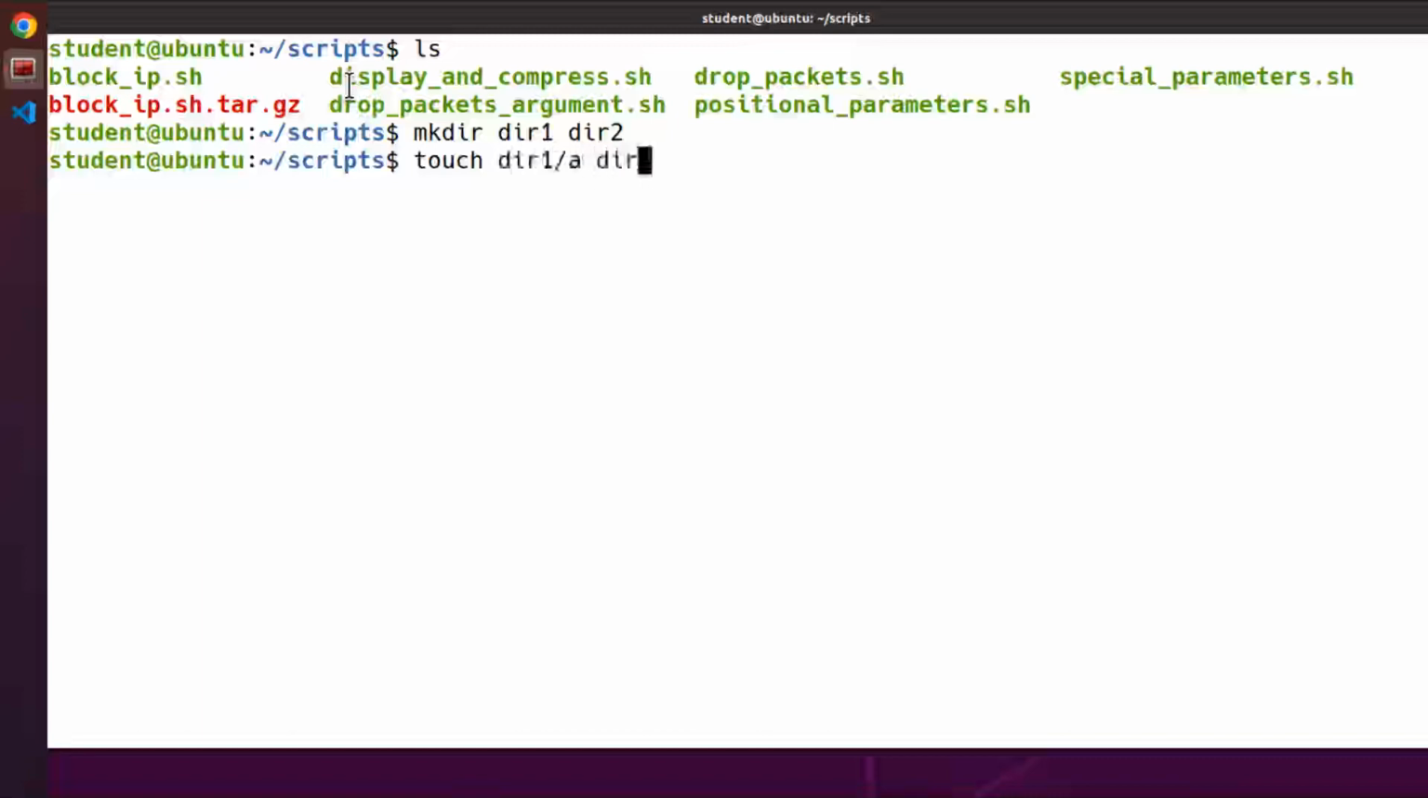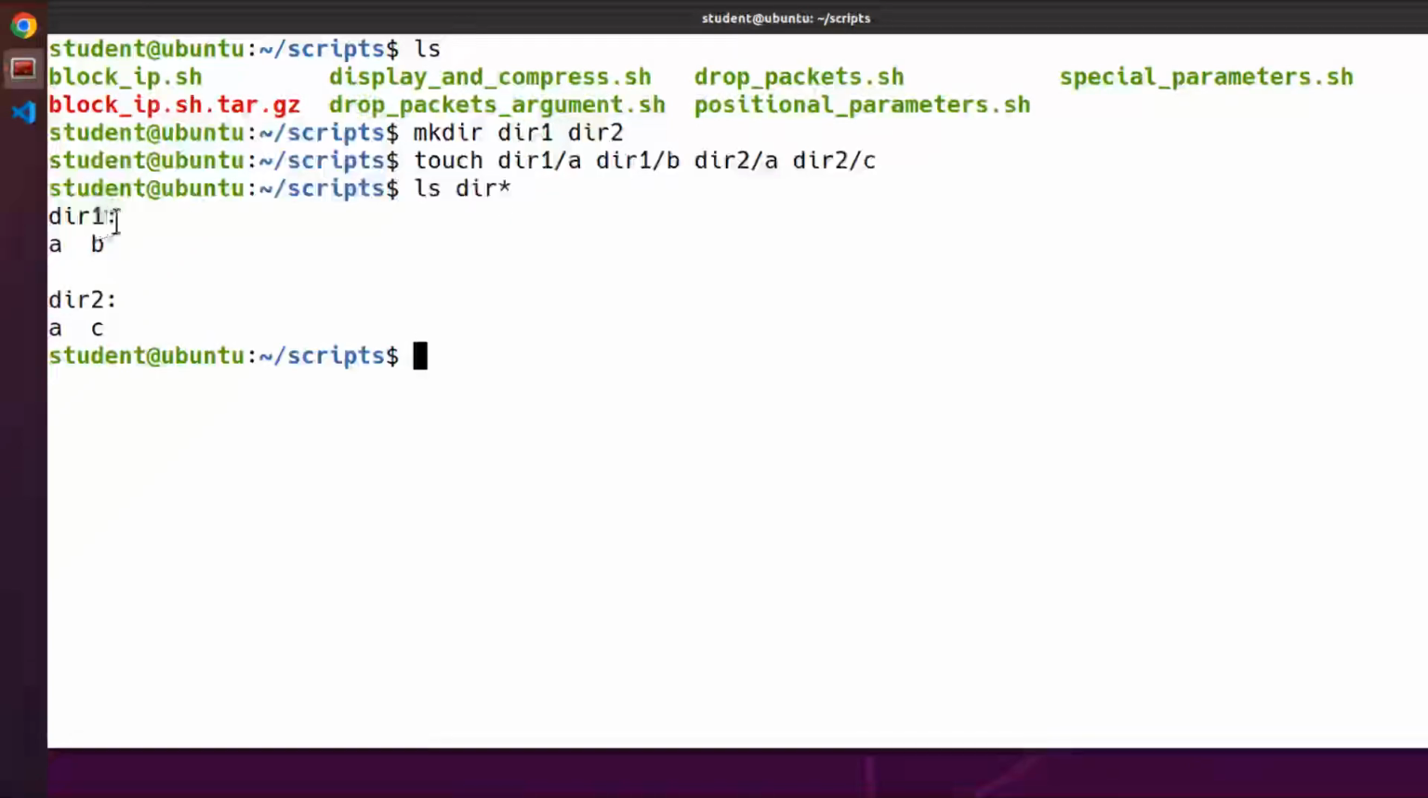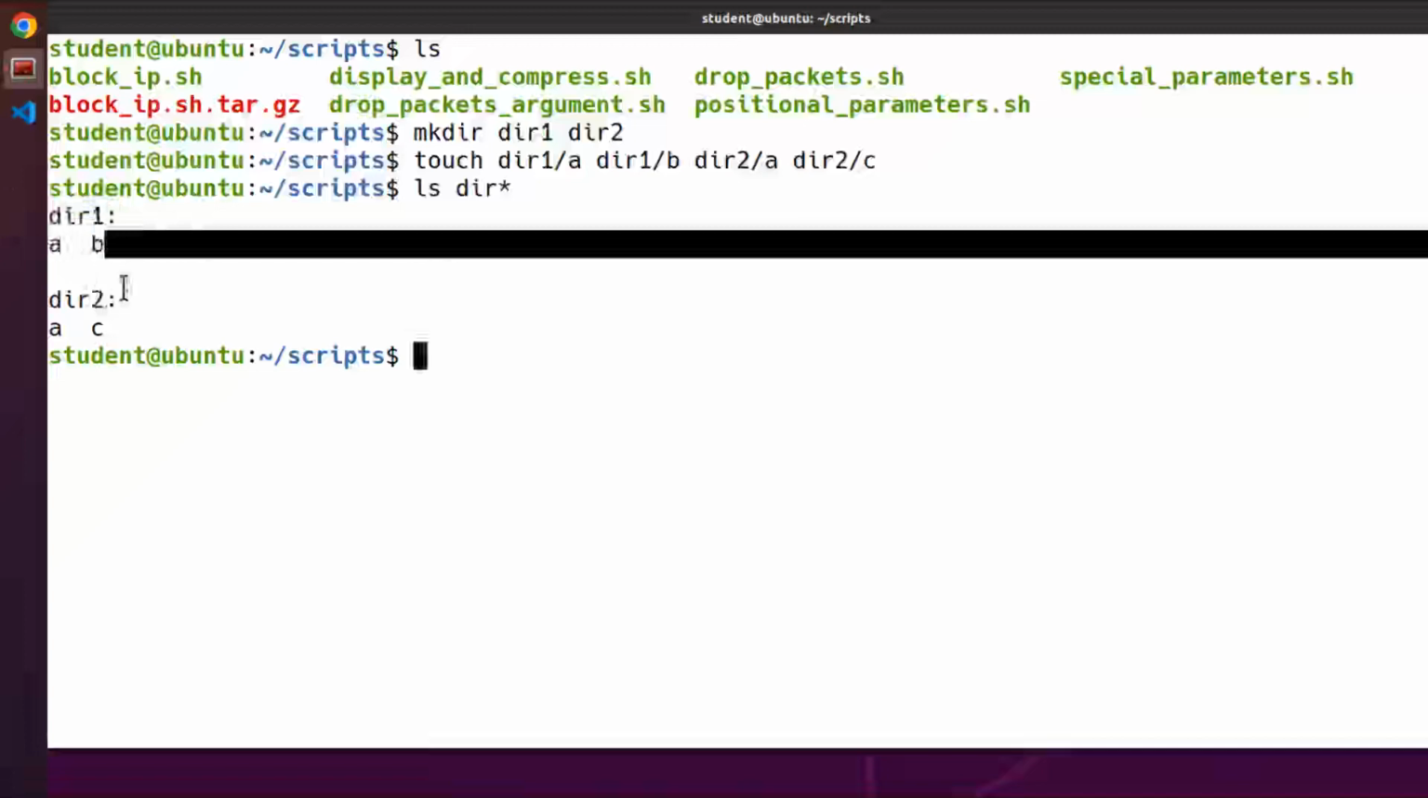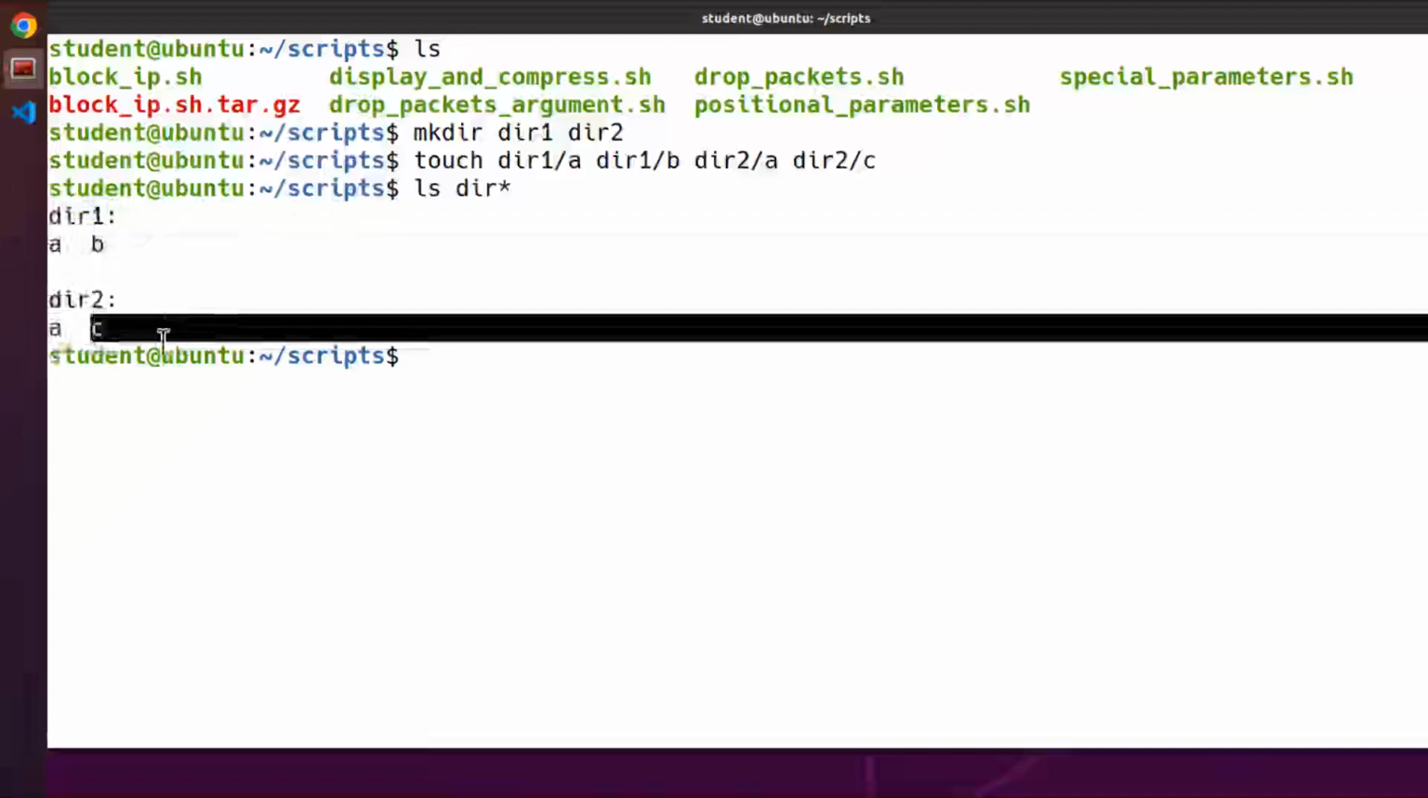dir1/a, dir1/b, dir2/a, and dir2/c. I'm listing the contents of both directories. dir1 contains a and b, and dir2 contains a and c.